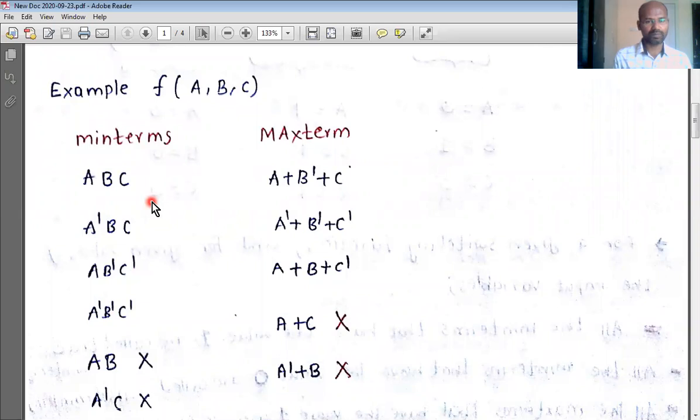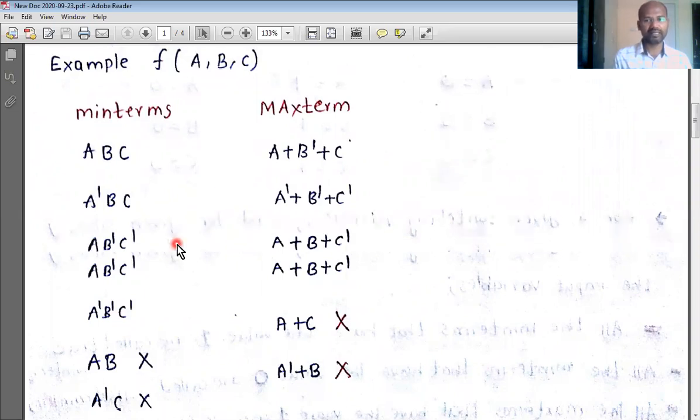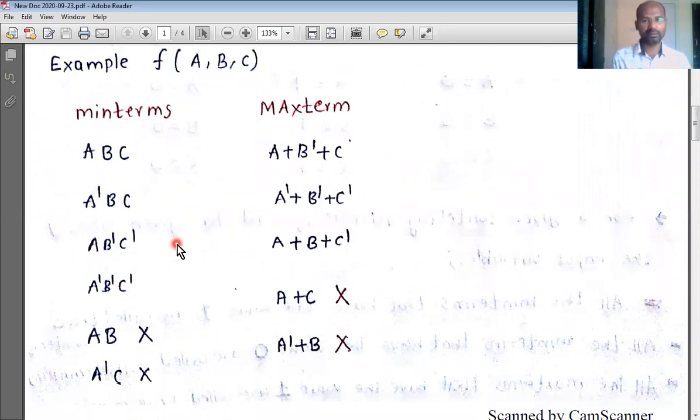These are some examples. For a 3 variable function f, how many min terms are possible? 8 min terms, 2 power 3. You can write A, B, C, A bar, B, C, A, B bar, C bar, like that. You can write all the combinations, then you will get 8 combinations. These are the only possible combinations, this many min terms are possible for that given 3 variable Boolean function.